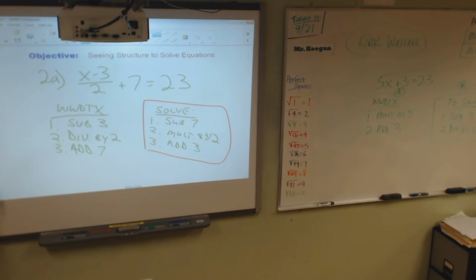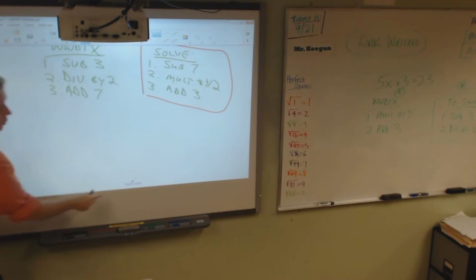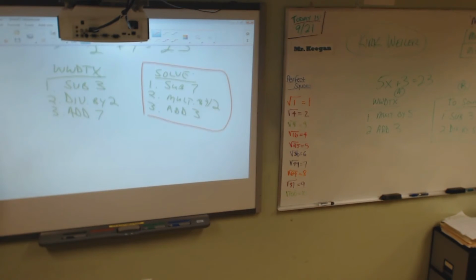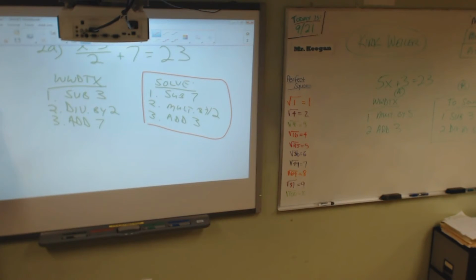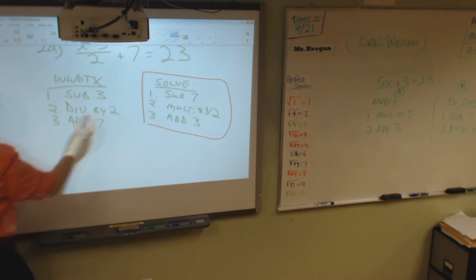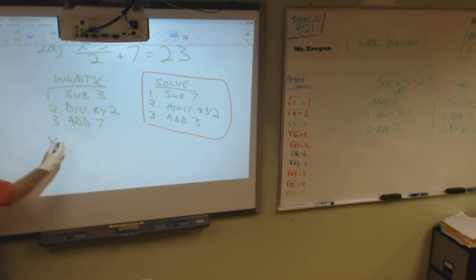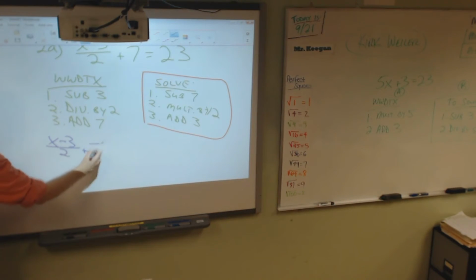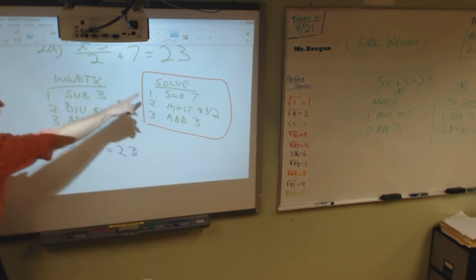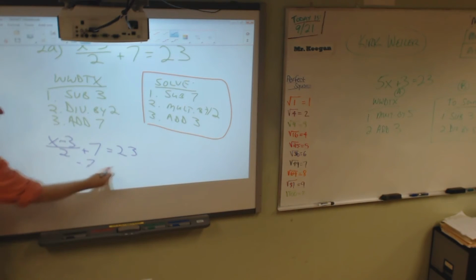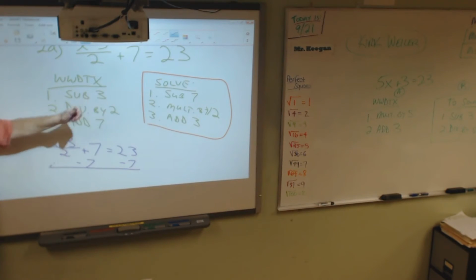And to prove it, I'm going to solve it. So we have x take away 3 divided by 2 plus 7 equals 23. My instructions say the first thing is subtract 7 from both sides, right? Now notice, I didn't say both sides, but that's always implied whenever you're working with an equation. Whatever you do on one side of the equal sign, you have to do on the other side. That's to keep it in balance, okay?